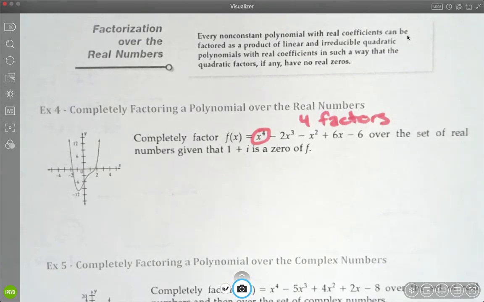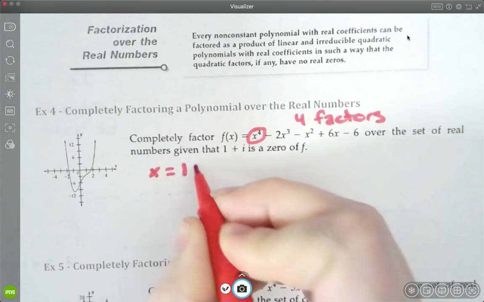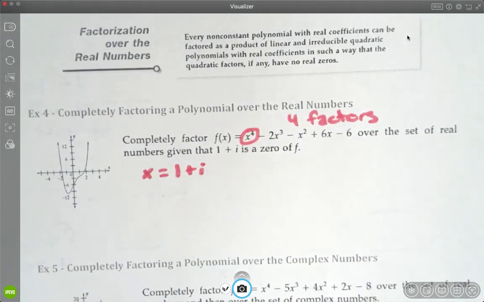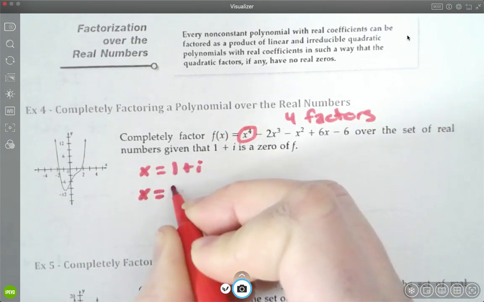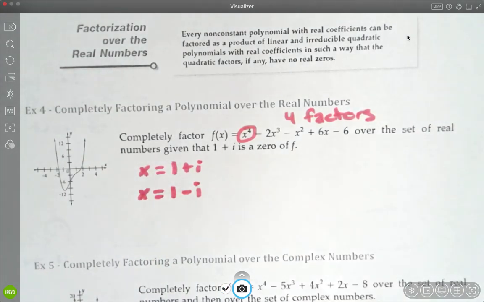4 factors. They give us that 1 plus i is a factor, like x equals 1 plus i. But imaginary numbers only ever show up in pairs because you only ever get imaginary numbers from, like, the quadratic formula. It's never just i, it's always plus and minus the square root. It's always plus and minus i. So if 1 plus i is a factor, then 1 minus i is also a factor. Okay? So we have to take that into consideration as well. Now, what do?